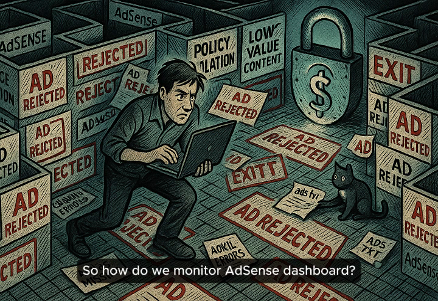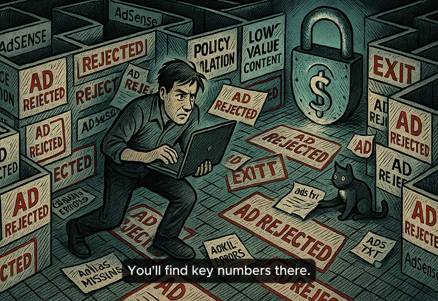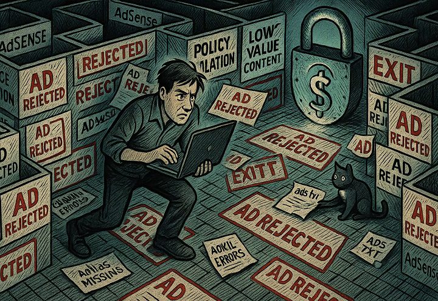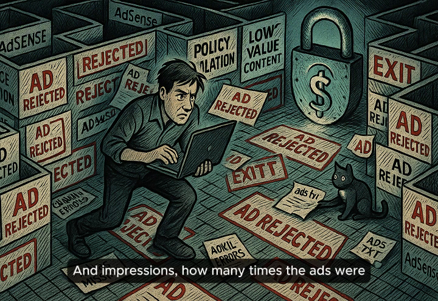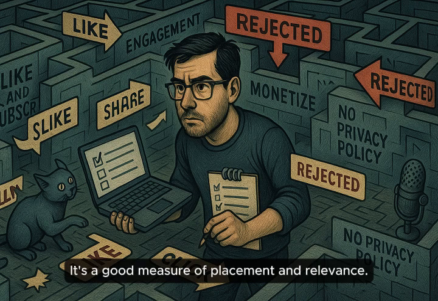So how do we monitor? AdSense dashboard? Yep. DigiSpark explains heading to the report section. You'll find key numbers there. Like what? Click-through rate, CTR, tells you how often people click. Total earnings, obviously. And impressions, how many times the ads were shown. CTR sounds important. Shows if the ads are engaging. Very important. It's a good measure of placement and relevance.